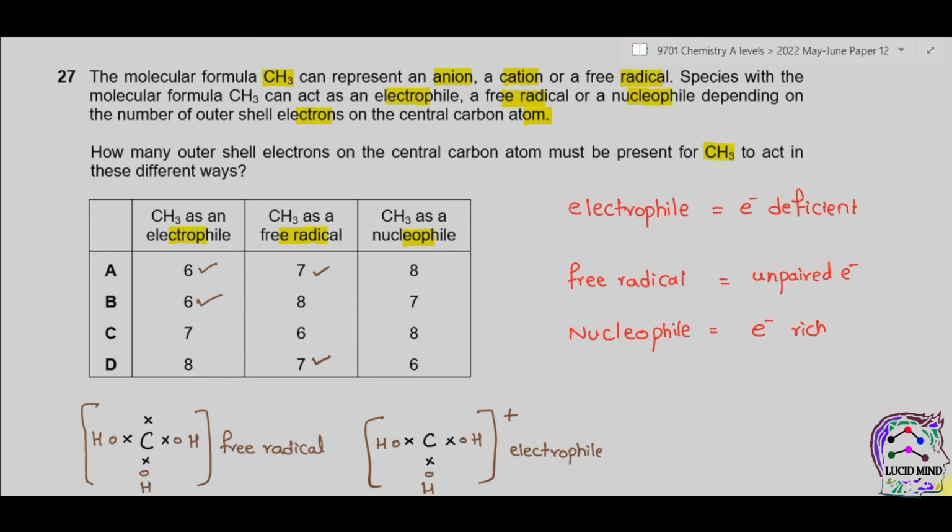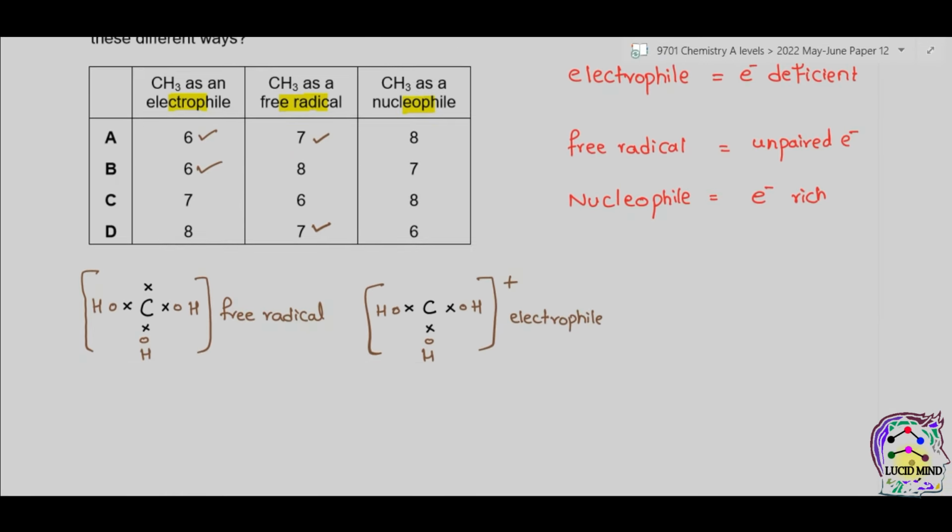Now let's look at nucleophile. Nucleophile is the one in which we have 1 extra electron. Due to extra electron, the charge is negative, and this is an extra electron. So we have 8 electrons present in the outermost shell, so there must be 8. Correct answer is therefore A.